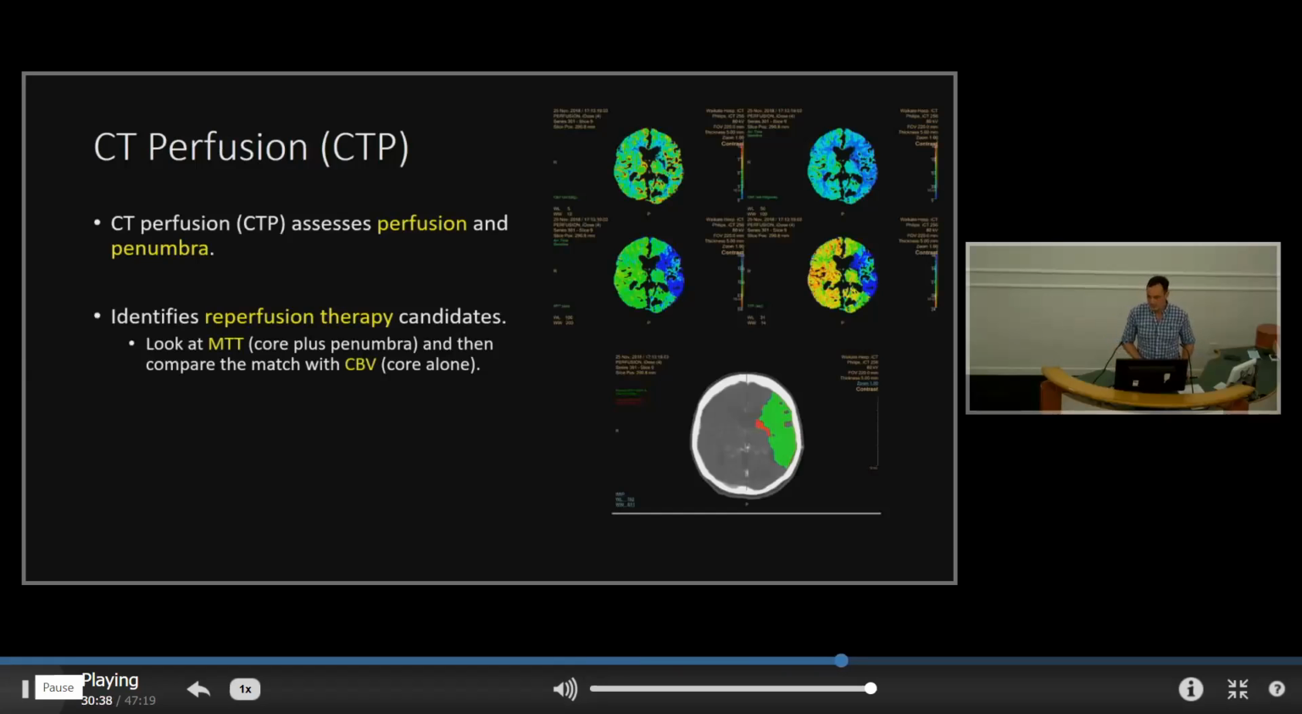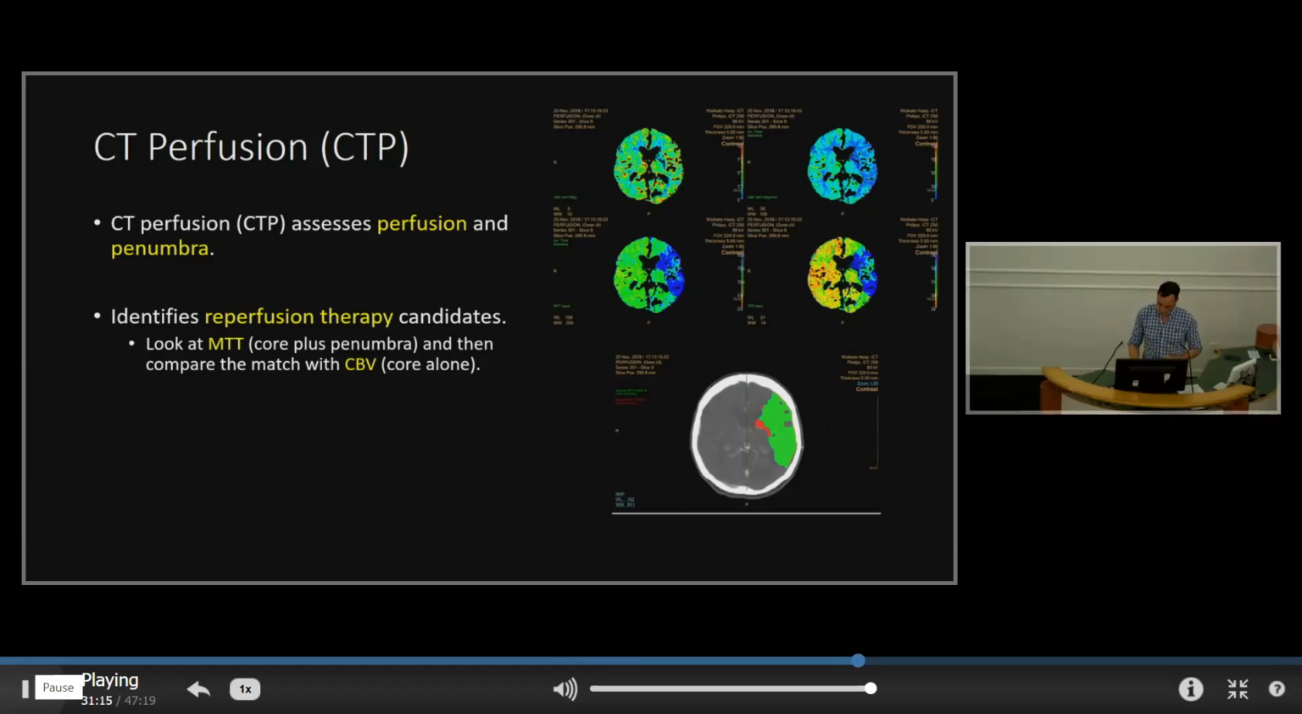So first thing we look at is the mean transit time, the rate at which blood is passing through a certain area of brain tissue. So MTT, mean transit time. And that is core plus penumbra. Remember, the whole stroke is core plus penumbra. It's two areas, core and penumbra. And then we look at something called the CBV, the cerebral blood volume. And that is the actual volume of blood sitting there. That tells you how much is core. So, of course, the MTT tells you what's core plus penumbra, and then you have something that tells you core, CBV, you subtract the two, whatever's left must be penumbra.